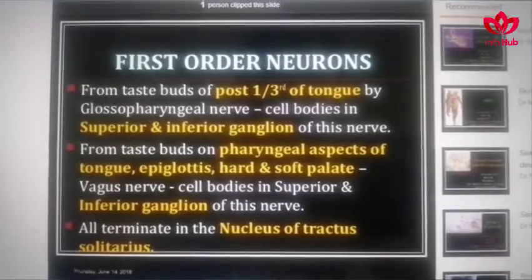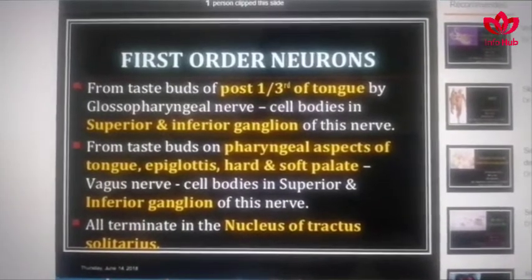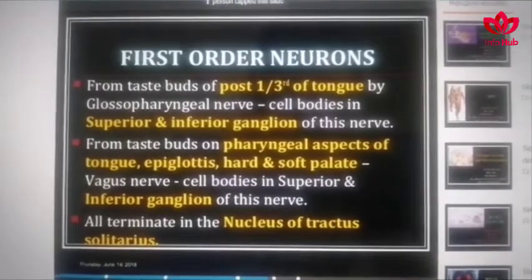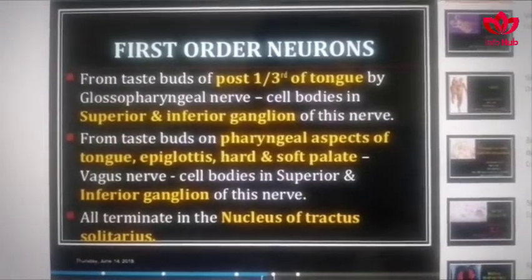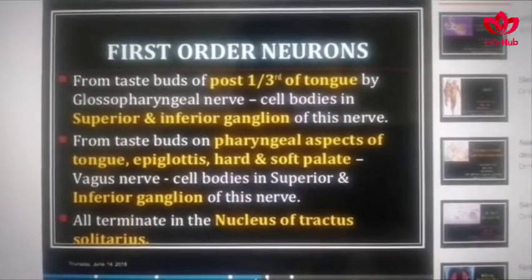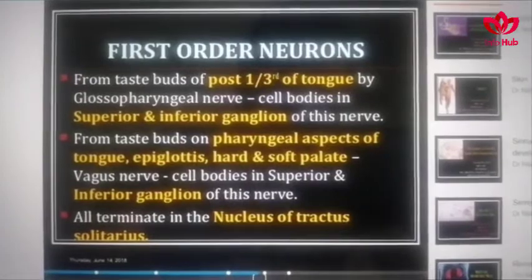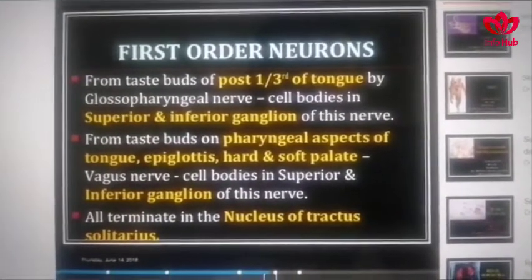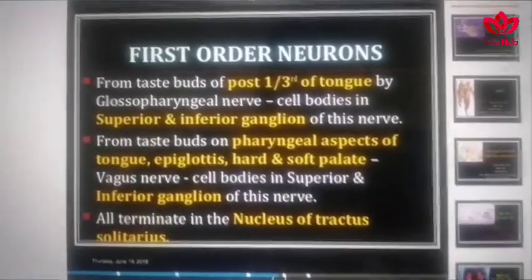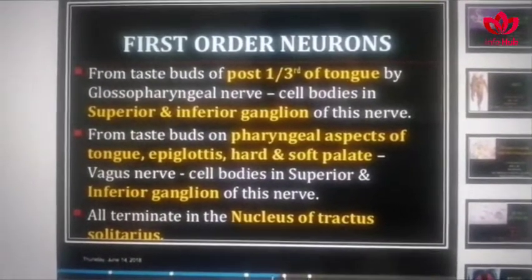So all the taste sensations that are carried from the anterior two-thirds of the tongue, it's chorda tympani, which is a branch of the facial nerve, which will be joined by the lingual nerve, which is a branch of the trigeminal nerve. You need to know that pain, touch, and temperature, the general sensations from the tongue, are carried by the trigeminal nerve, not by the facial nerve. The facial nerve will just carry the taste sensation from the anterior two-thirds of the tongue, and all the first order neurons will terminate, as you can see in the slide, in the nucleus of tractus solitarius.